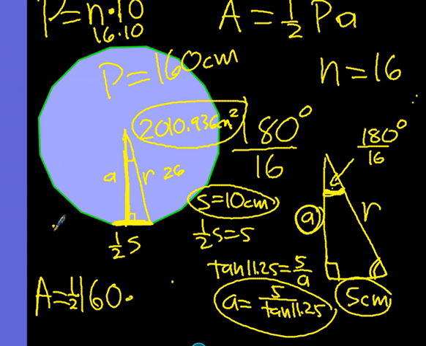So anyway, that's how you find the area of a regular polygon.